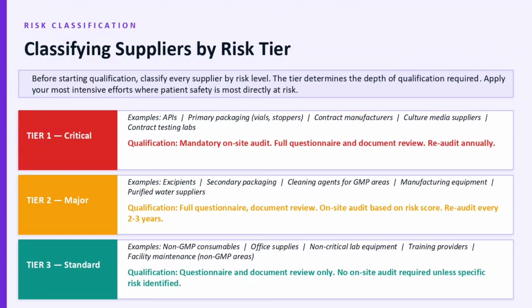Before you begin qualifying any supplier, you first classify them by risk tier. The tier determines the depth and frequency of qualification effort required. Tier 1 is critical. These are suppliers of materials that directly contact the product or directly affect its quality, safety, or efficacy. APIs. Primary packaging materials such as vials, blister foil, and rubber stoppers. Contract manufacturers producing your finished dosage forms. Suppliers of culture media or reagents used in biological production. Contract testing laboratories performing release testing on your behalf.